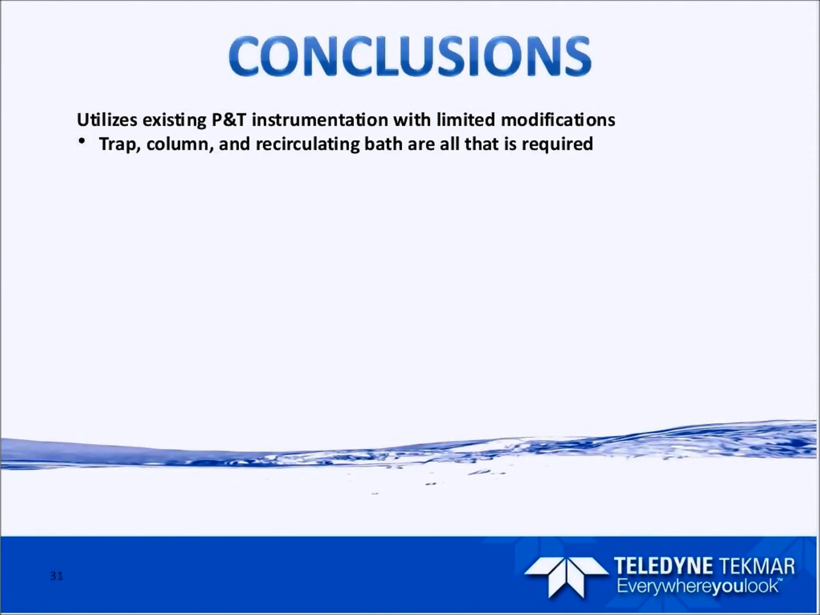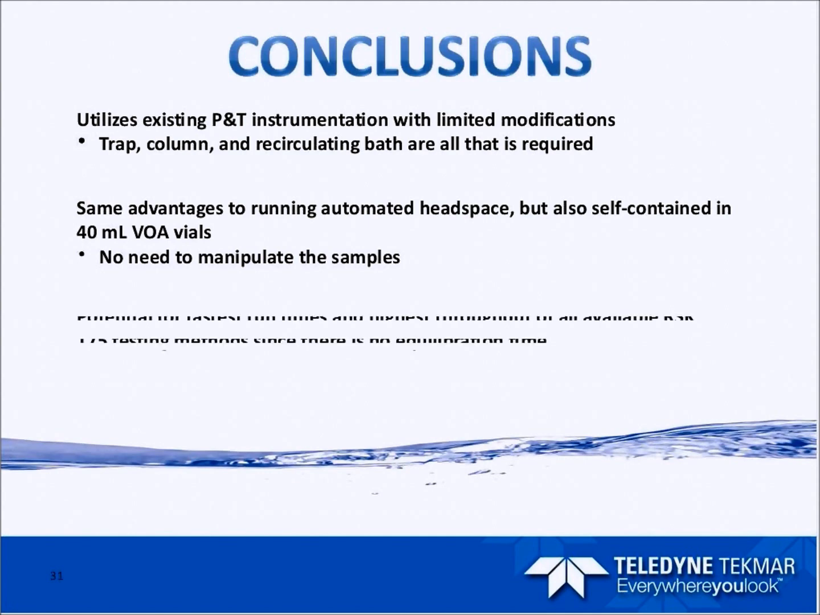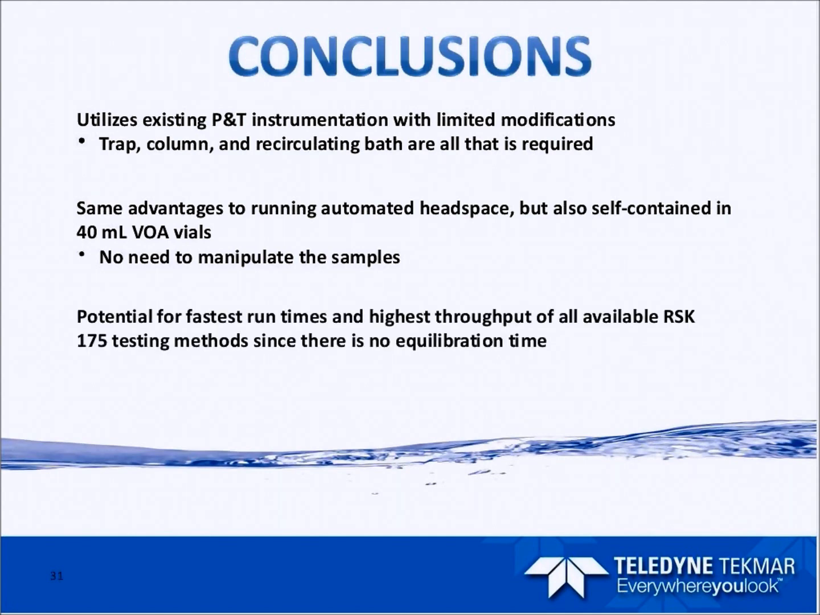It's really, really simple. You get the same advantages as running the automated headspace, but you also get the fact that you're running in a 40 mL VOA vial, self-contained, with no manipulation of sample and no sample prep. Once you have a calibration curve, you just have to run your CCs, your cal checks, and then you're good to go. You don't really have to make up any samples, and it makes life a lot easier. That's underlined: no need to manipulate samples. They seem to really like that in some of the places where we've instituted this analysis. They can just set it up and let it go.